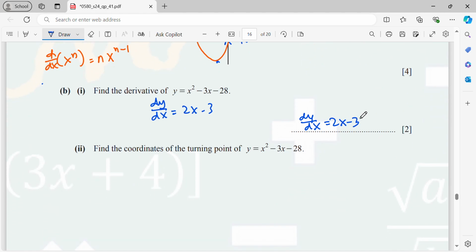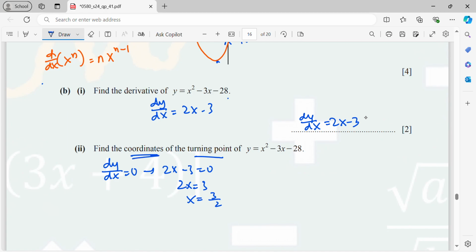Part 2, find the coordinates of the stationary points of the same function. Stationary points means dy/dx equals 0. It's the dy/dx, it's not the original function. It's dy/dx equals 0, which means now 2x minus 3 equals 0, so 2x equals 3. Then your x equals 3 over 2.